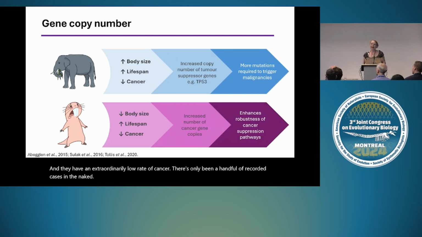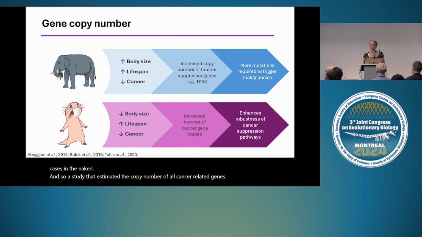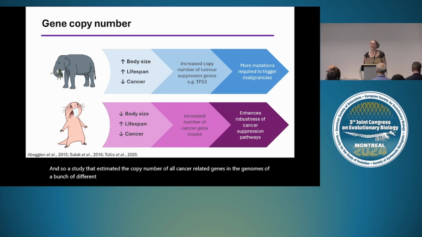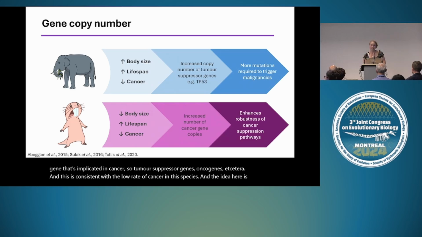And so a study that estimated the copy number of all cancer-related genes in the genomes of a bunch of different mammals found that in the naked mole rat genome, they have an increased copy number of these cancer genes. And when I say cancer genes, I mean any gene that's implicated in cancer, so tumour suppressor genes, oncogenes, etc. And this is consistent with the low rates of cancer in this species. The idea here is that having this increased copy number of these genes enhances the robustness of their cancer suppression pathways.